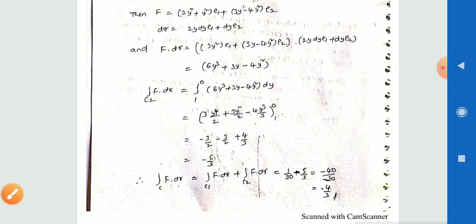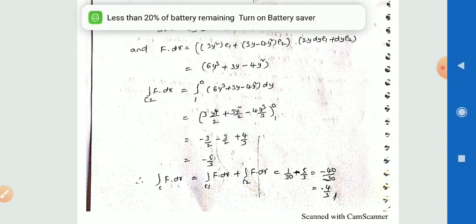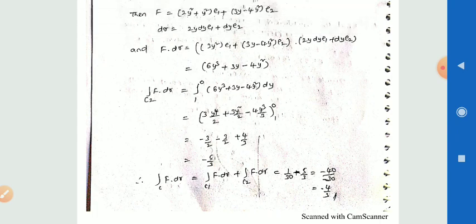Here C1 and C2 together make up the curve C. Therefore the integral over C of f dot dr is equal to the integral over C1 plus the integral over C2, which is 1 by 30 minus 5 by 3, that is 1 by 30 minus 50 by 30, which equals minus 49 by 30. This is the line integral value.